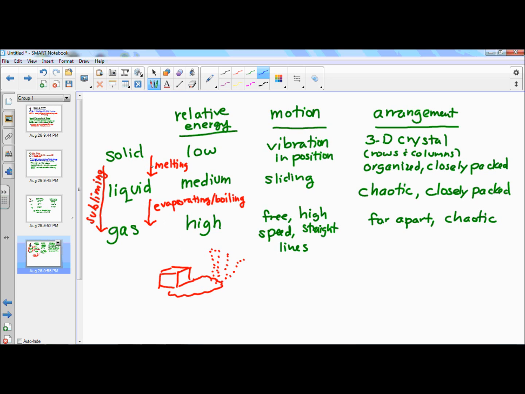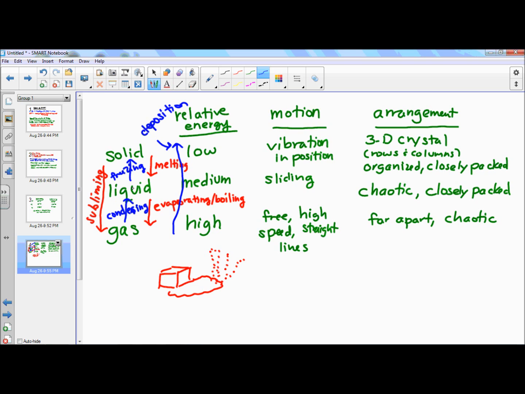Now, if we go the other direction, we have to take energy away, usually by putting it someplace where it's cold, so the energy leaves the substance and goes into the air around it. Hopefully you remember this is called freezing. And the gas to liquid is called condensing. And going from a gas all the way back to a solid, that's the reverse of sublimation. It's kind of a funny word. It's called deposition. You don't need to worry too much about that.